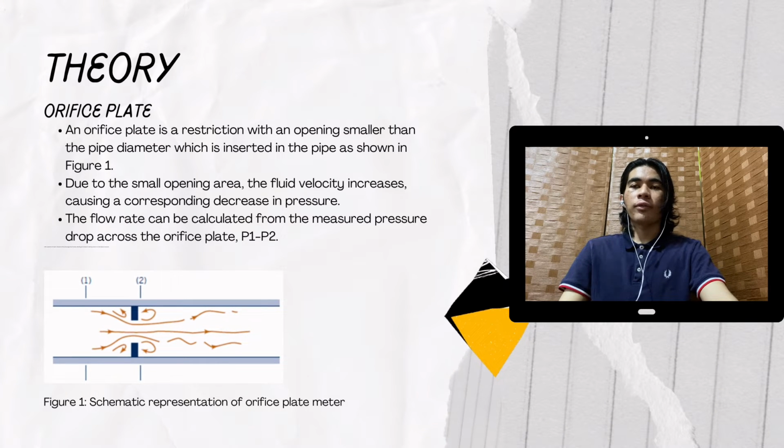First, we will see the orifice plate. An orifice plate is a restriction with an opening smaller than the pipe diameter, which is inserted in the pipe, as you can see on the slide. Due to the small opening area, the fluid velocity will increase, causing a corresponding decrease in pressure. The flow rate can be calculated from the measured pressure drop across the orifice plate, P1 minus P2. The orifice plate is the most commonly used flow sensor, but it creates a rather large non-recoverable pressure loss due to the turbulence around the plate, leading to high energy consumption.